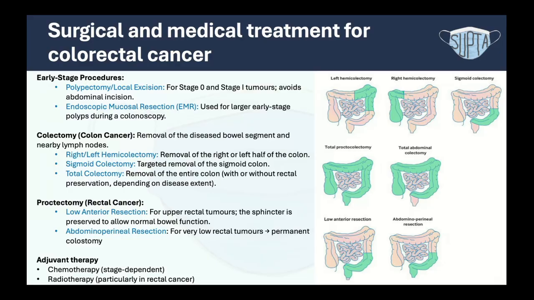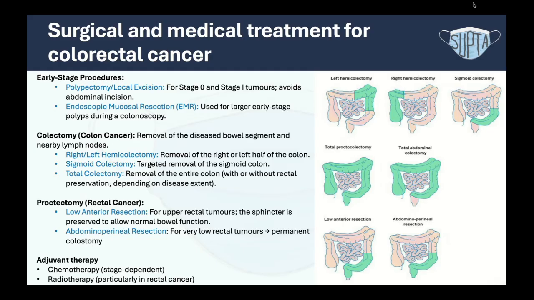However, when cancer has invaded deeper into the bowel wall or when it involves nearby lymph nodes, then a colectomy may be performed. So the goal here is to remove the diseased bowel segment and also nearby lymph nodes. And the type of colectomy depends on the tumor's location. We can have a right or left hemicolectomy, which is the removal of the right or left half of the colon, as we can see on the diagram on the right.